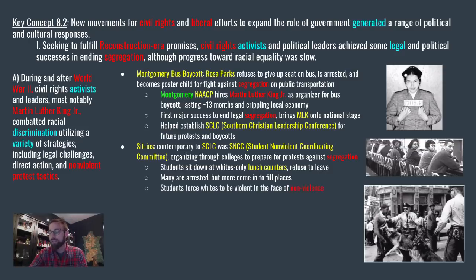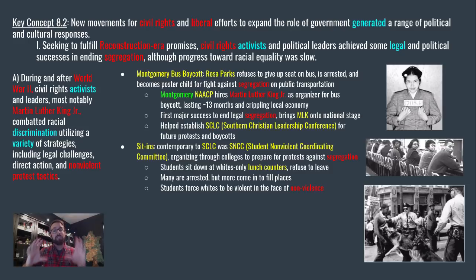Okay? Another thing about this tactic is it, in a way, forced whites to be violent in the face of nonviolence. So they were sitting there just saying, I just want to order some food, being peaceful, not causing a ruckus. But what happened is whites would come in and try to intimidate them, eventually leading to verbal and physical abuse. Now, you would think at that point that the police would arrest the people doing the abuse, but they would then arrest the black students instead.